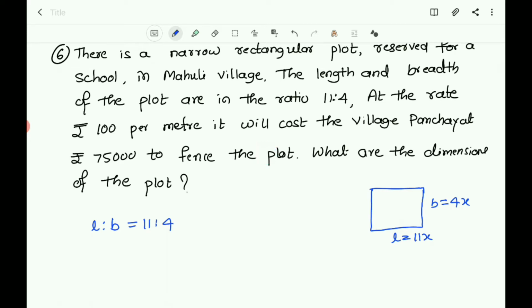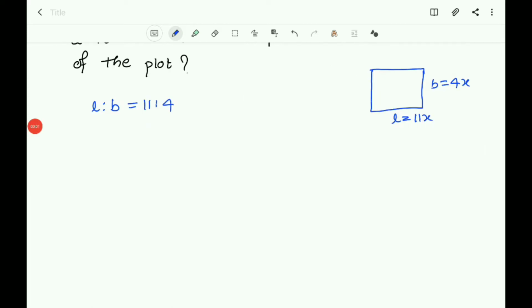And here the process is fencing, the cost of fencing is given, the total amount for the fencing is also given, and fencing around the plot is nothing but the perimeter of the plot. The perimeter of a rectangle, we know, is 2 into (L plus B). So P equals 2 into (L plus B).